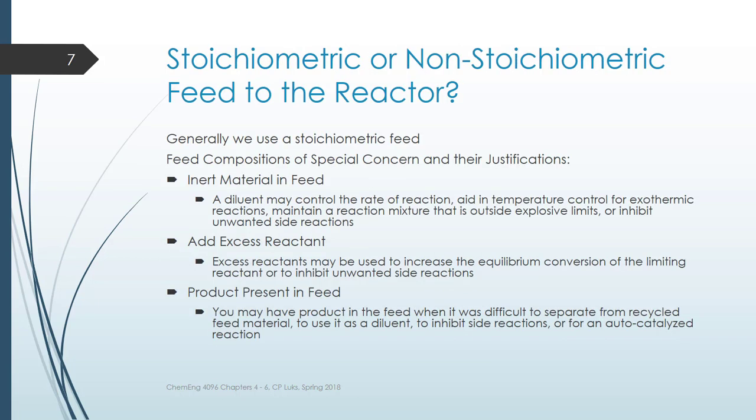We usually are going to want to feed our materials to the reactor in stoichiometric proportion. This minimizes waste. But sometimes we'll choose not to do that. Reasons might be that there's going to be an inert material in the feed. So a diluent might control the rate of reaction, which will then help control the temperature in an exothermic reaction. Or to keep the reaction from being in the explosive region. Or maybe it's just simply we're adding an inert to keep unwanted side reactions from happening.